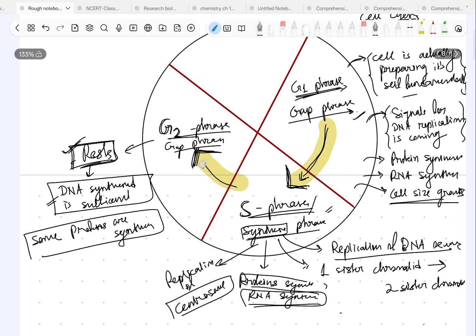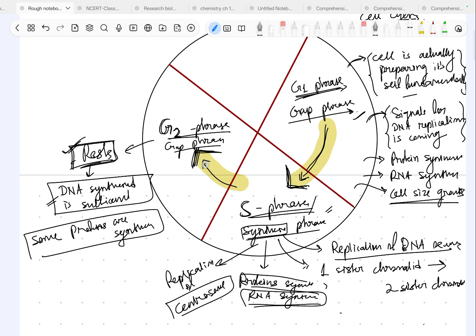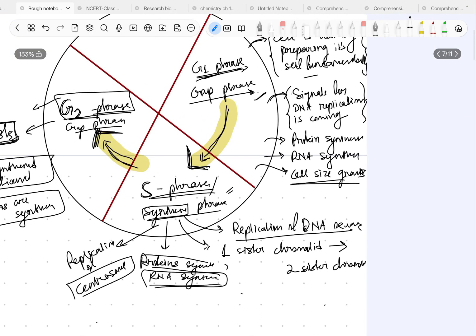Then we proceed to the G2 phase. We tell it as a resting phase, but it is not actually resting, because here the DNA is checked to see whether it is sufficient for cell division or not, and some types of proteins are synthesized here. Some types, not all. Main protein synthesis occurs in the G1 and S phases.